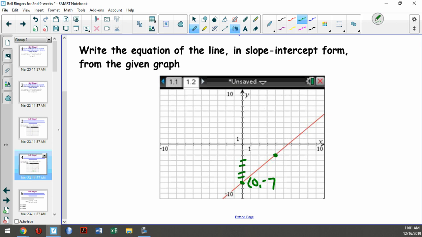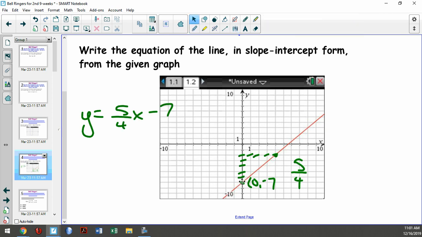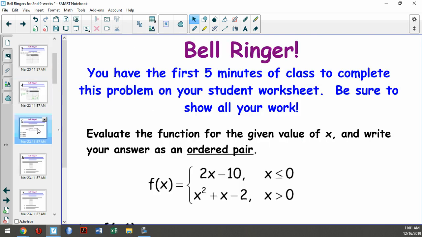1, 2, 3, 4, 5. 1, 2, 3, 4. So it's 5/4. Anybody else have that? y equals 5/4 x minus 7. It's really hard. I looked on here and on my graph, and it's really hard to see until you blow it up. So if you missed that one, I mean, obviously I did too until I blew it up. I was 1 unit off on each, the top and the bottom. Old lady eyes. Okay. Next one.